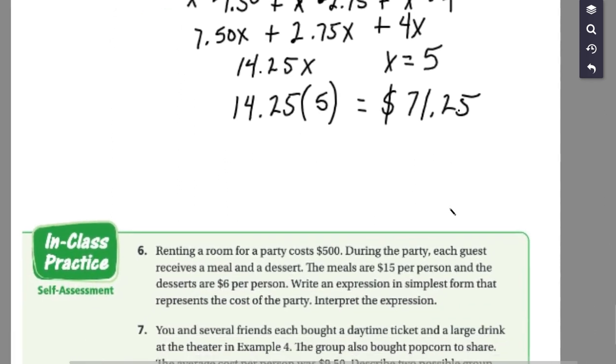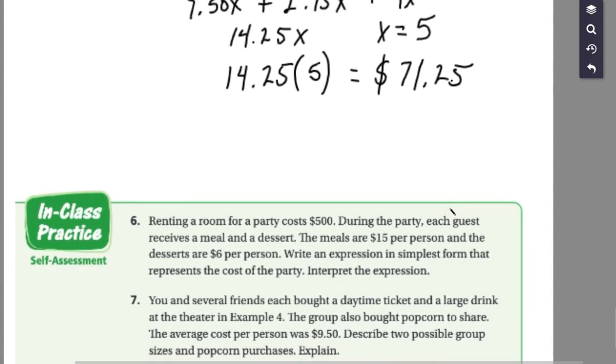Okay. Now I want to look at number 6. Number 6 says renting a room for a party costs $500. During the party, each guest receives a meal and a dessert. The meals are $15 per person, and the desserts are $6 per person. So the $500 is like a flat fee. It's not per person, just a standard. Everyone's going to have to pay that.